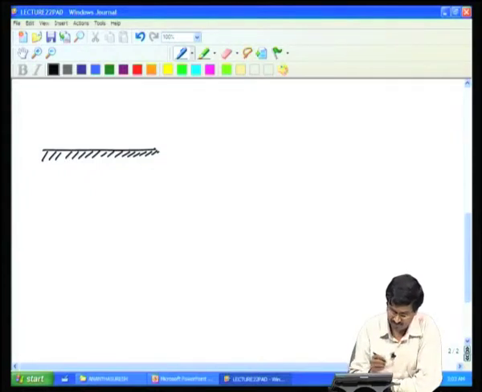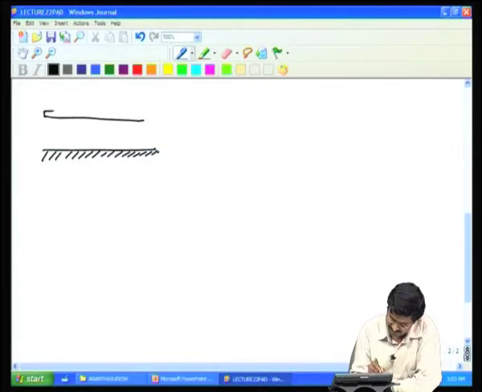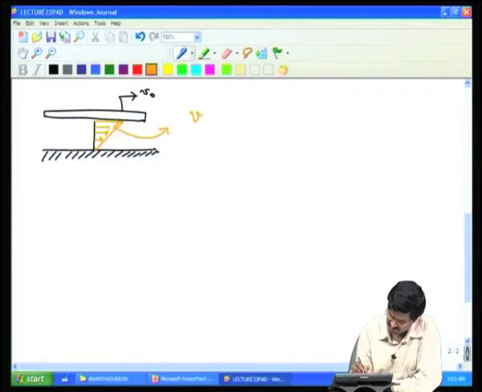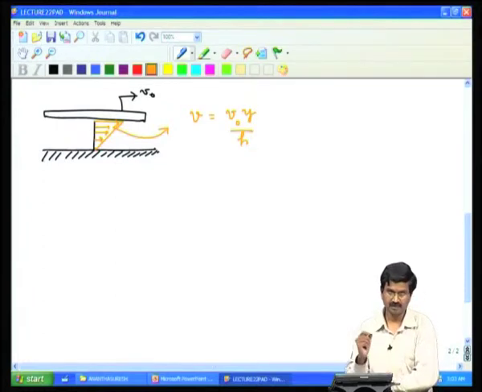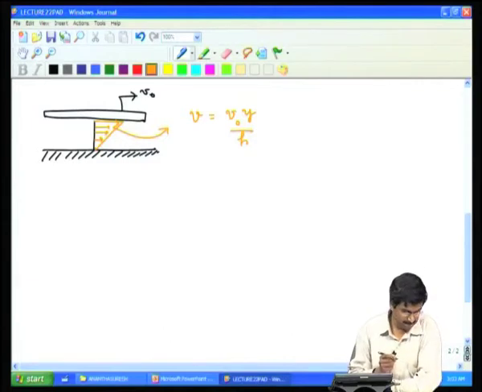So, we have this plate fixed and the top one is moving, we said, with velocity v0, and we wrote that velocity profile. That is V0 there, and V anywhere here is equal to V0 times y by h, in this direction.